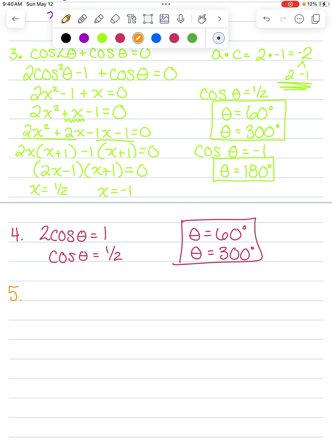Five has cosine of theta equal to a negative √3/2. Hey, I don't have to solve for anything. I just have to find where cosine's negative √3/2, which happens to be at 210 degrees and 150 degrees.